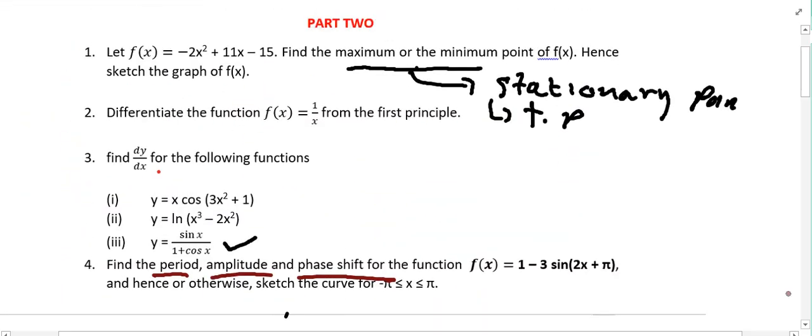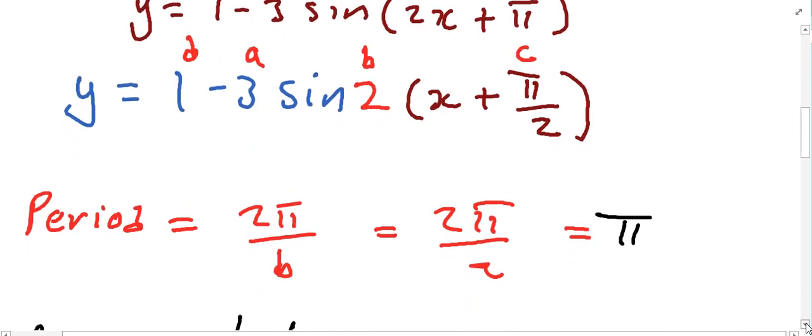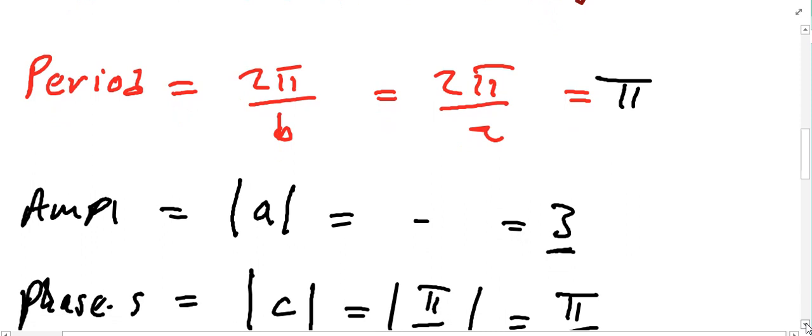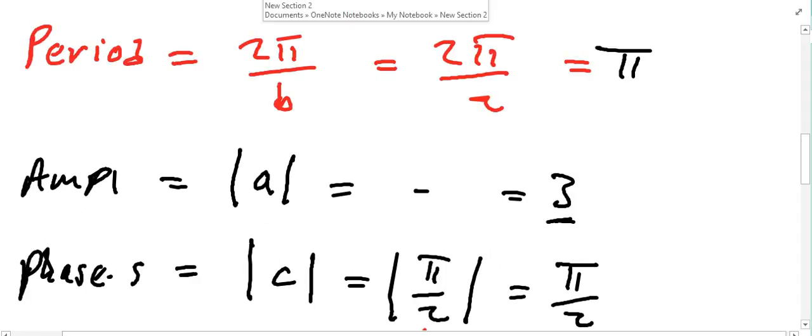Let me quickly go up and check what we have found. I have found the phase shift and the period. The only thing remaining is sketching the graph. That's my last task for today, and I hope you guys are going to subscribe to the channel.